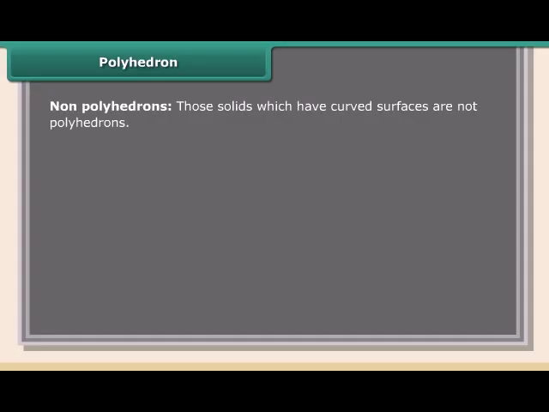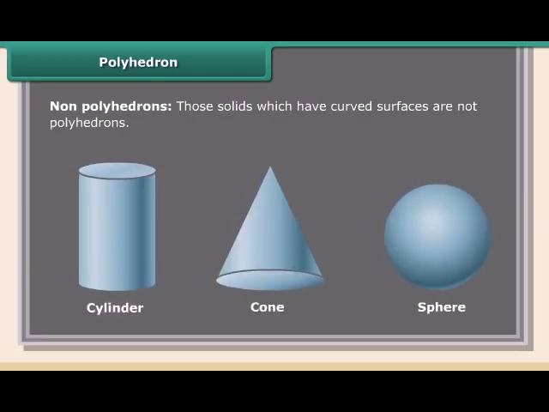Non-polyhedrons: those solids which have curved surfaces are not polyhedrons. Cylinder, cone, sphere.